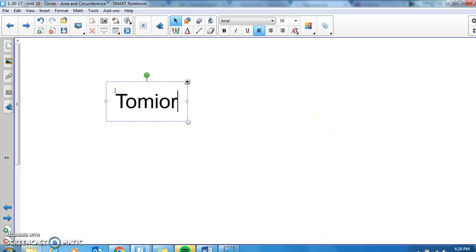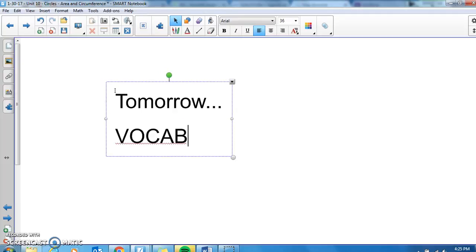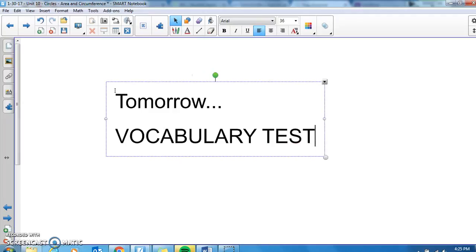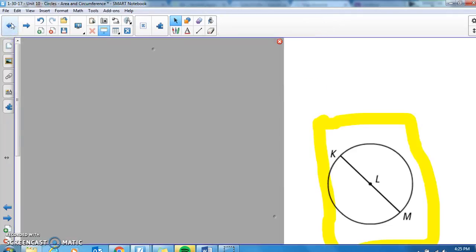Tomorrow, you have a vocabulary test. All of you should have the words, you should have the definitions. You need to make sure that you understand the words, you need to make sure that you understand the definitions. So the vocabulary test is tomorrow. All right, so let me go back to where we were.